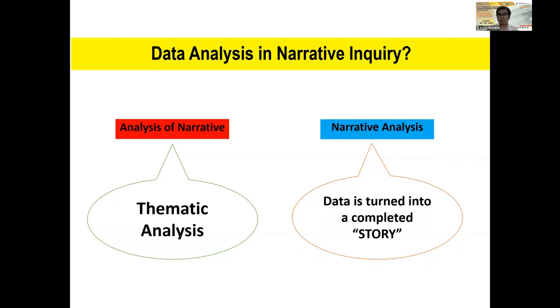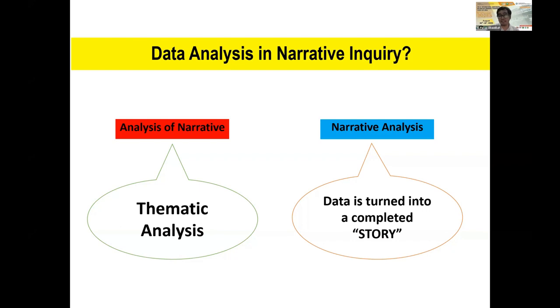You don't have to focus on emerging themes in analyzing the data, but you just need to focus on the whole complete story and how the story is going on. There should be a plot, there should be a problem, there should be a critical incident, there should be a resolution, for example, and so on.